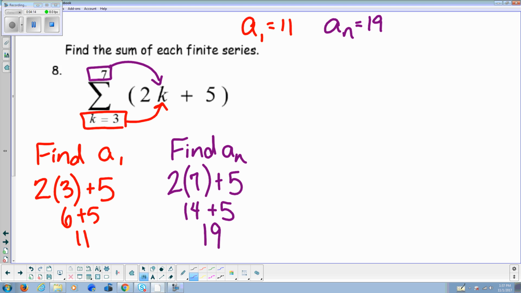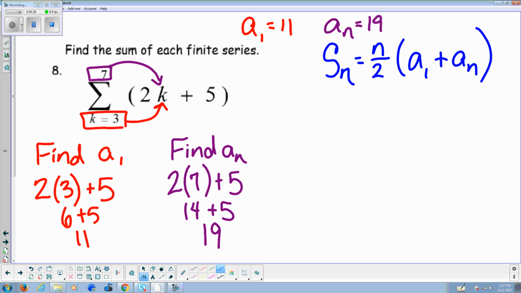Now, in order to find the sum of a series in the way that we have learned, we use this formula: Sn equals n over 2 times (a1 plus an). So we really only need to know 3 different parts. We need to know a1, which we have found. We need to know an, which we have found. And we need to know what n is in order to evaluate this with our formula.